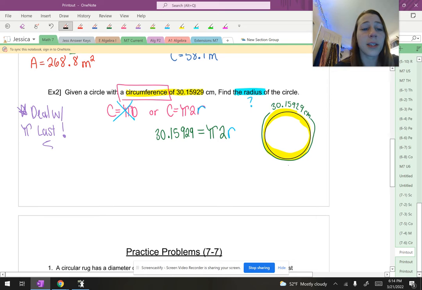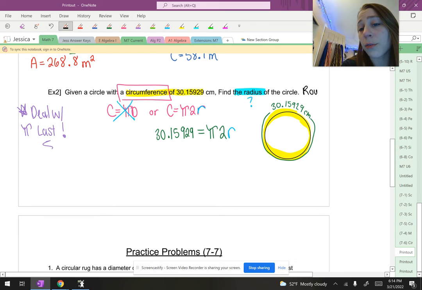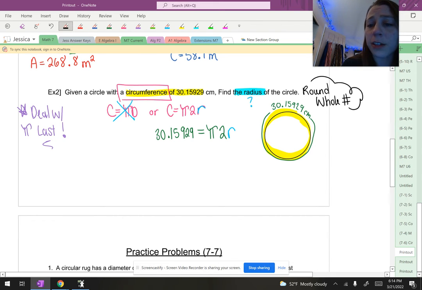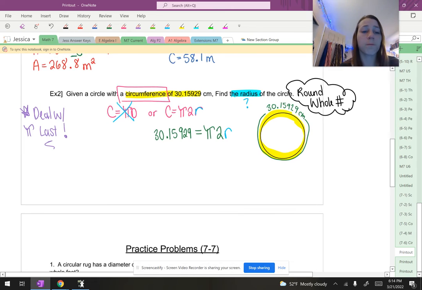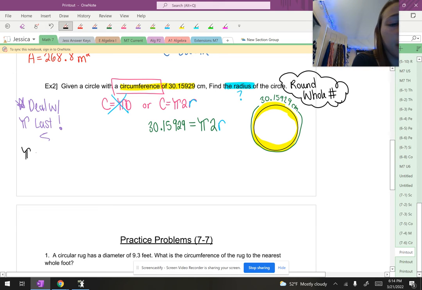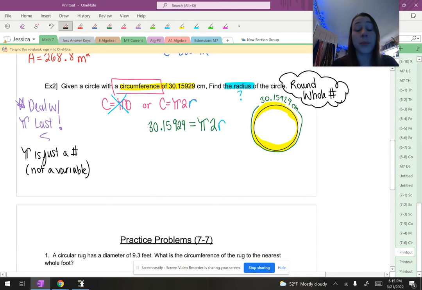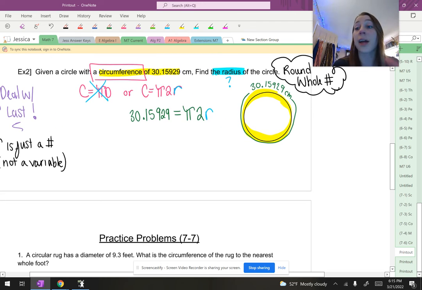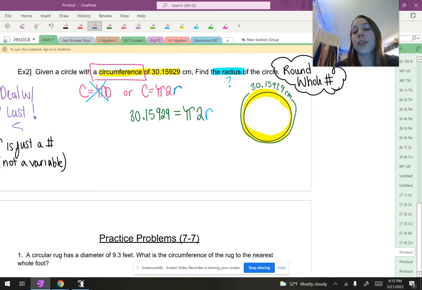Oh, and we need to add in the directions here that we're going to round to the nearest whole number, because I forgot to put those rounding directions in. Okay. So remember here that pi is not a variable. Pi is just a number, not a variable. It's tempting to look at that symbol and think that it's a variable, but it's not. It's not a letter, it's a number. So it's not an English letter.